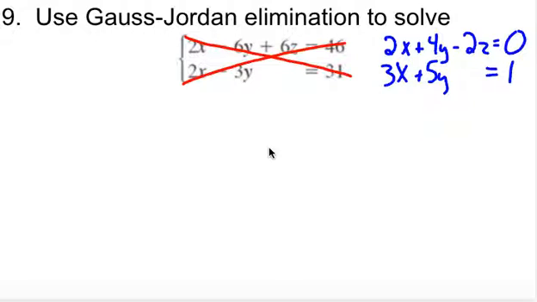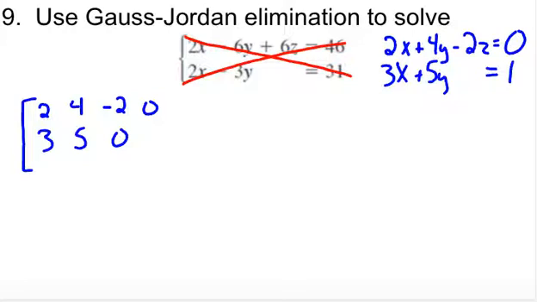So we want to do our augmented matrix, which is going to be 2, 4, -2, 0, 3, 5, 0, 1. Now, you may already remember from Chapter 9, when you have a non-square system, there is not a unique solution. So this is going to have infinitely many solutions. You may recognize that already. But that's okay, we can still do this problem. So our goal is to get a 1 right here and to get zeros everywhere else.